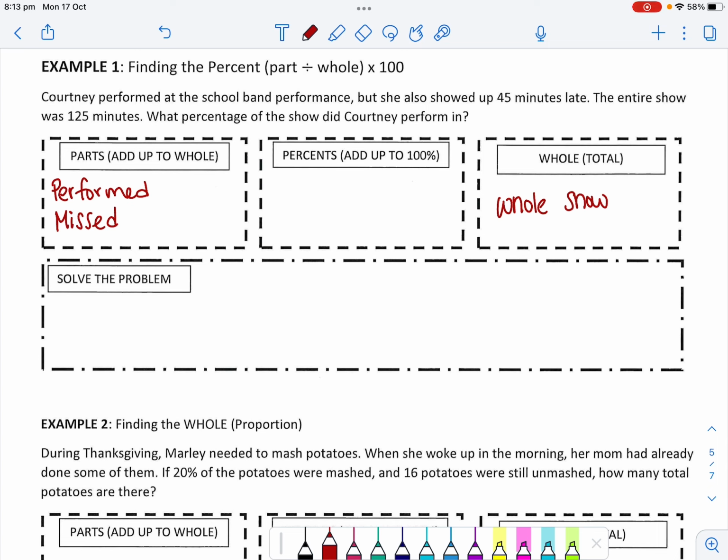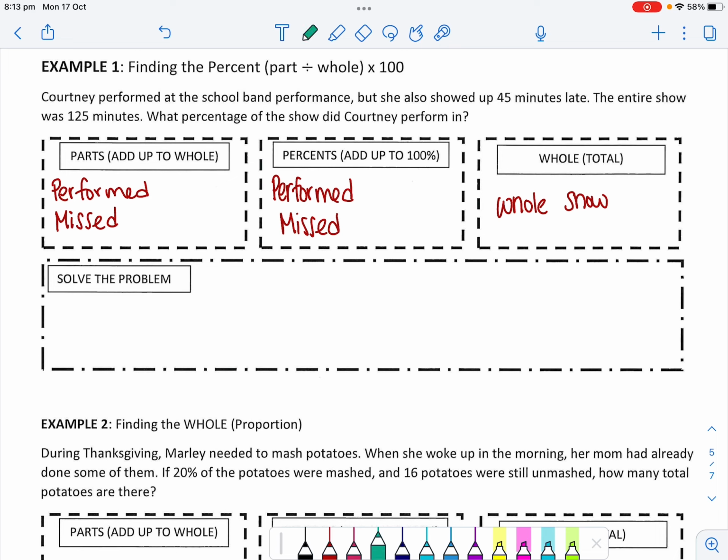Now my parts box and my percents box represent the same thing, only one is going to be represented by minutes and the other is going to be represented by percents. So I'm going to have performed and then missed. So I've got all my boxes filled in with my 2 parts and then my whole.